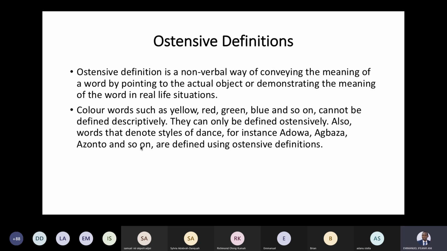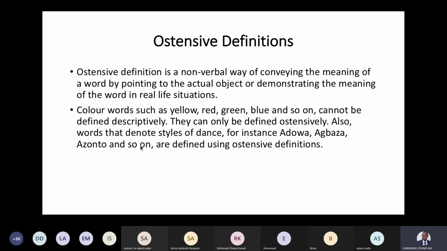Then we have ostensive definitions. An ostensive definition is a non-verbal way of conveying the meaning of a word by pointing to the actual object or demonstrating the meaning of the word in real life situations. What is ostensive? Ostensive connotes demonstrating. And an ostensive definition is a non-verbal way of conveying the meaning of a word by simply pointing to the actual object.